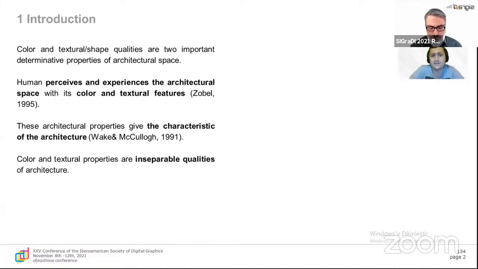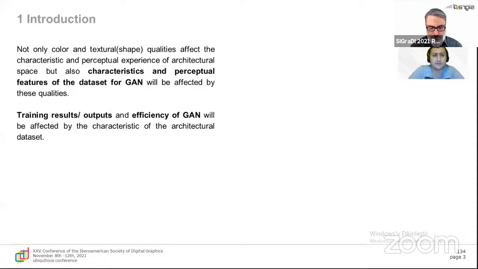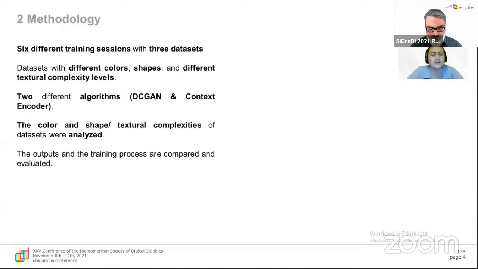These architectural properties yield the characteristics of architecture. Color and textural properties are inseparable qualities of architecture. Not only do the color and textural qualities affect the characteristics and perceptual experience of architectural space, but the characteristic and perceptual features of a data set for GAN will be affected. And because of this, training results, outputs, and the efficiency of GAN will be affected as well.